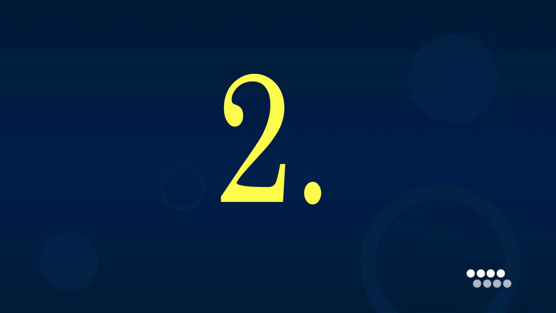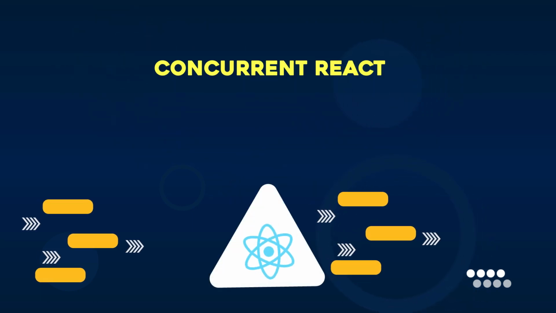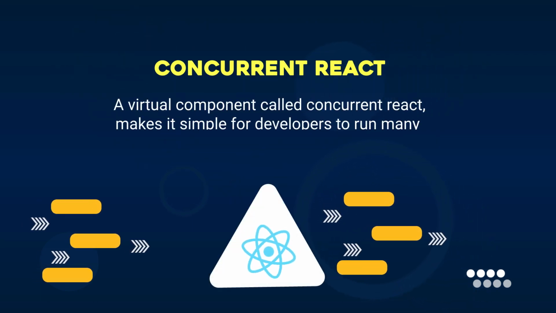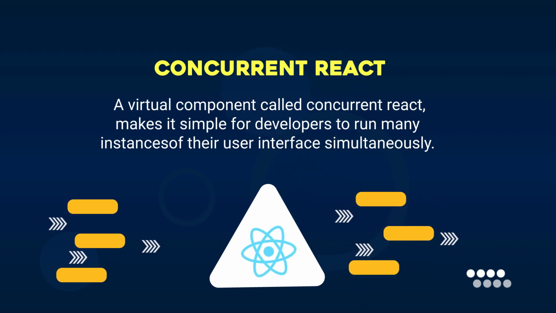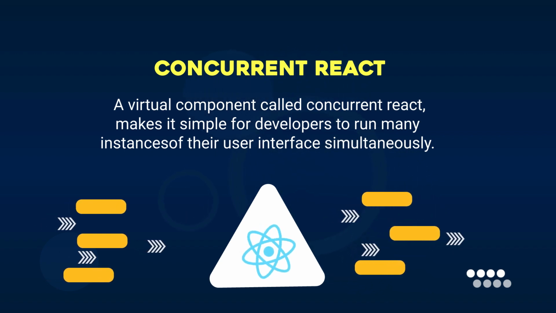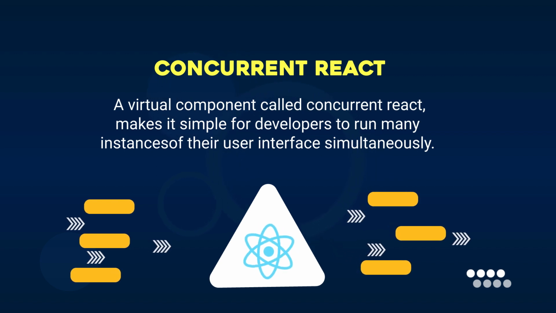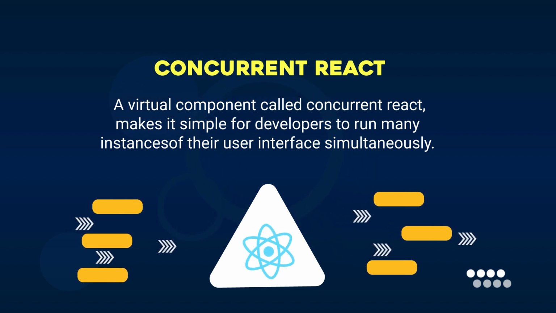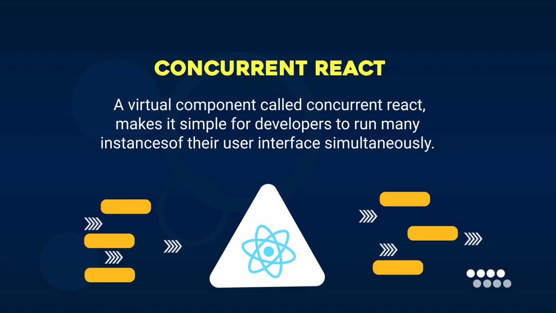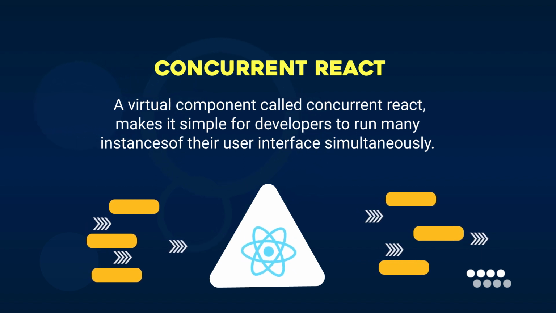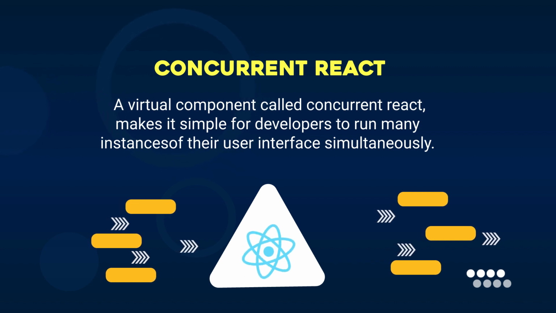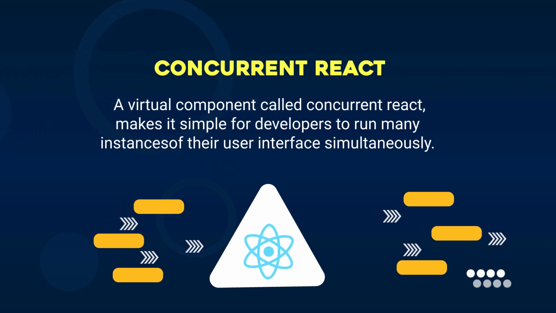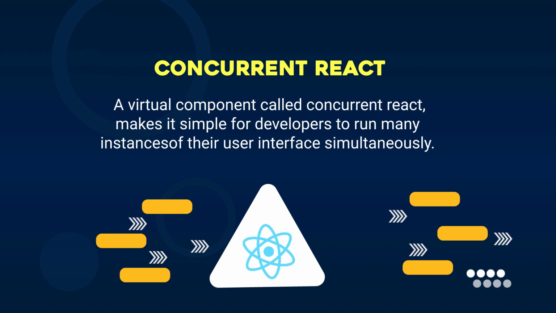Now, let's talk about the second feature. The second feature is Concurrent React. It is the most helpful feature that has been added to the list of React 18 features because it addresses a high concurrency problem. Concurrent React makes it simple for developers to run many instances of their user interfaces simultaneously. The functionality here works as a virtual assistant by coordinating with the backend procedure, but it is not visible.